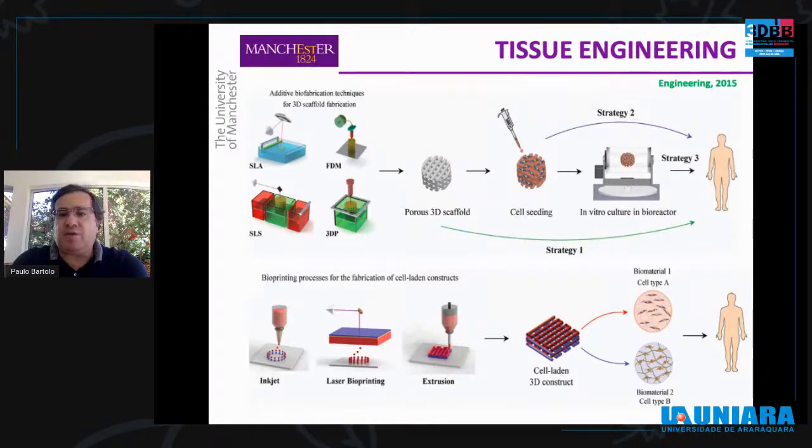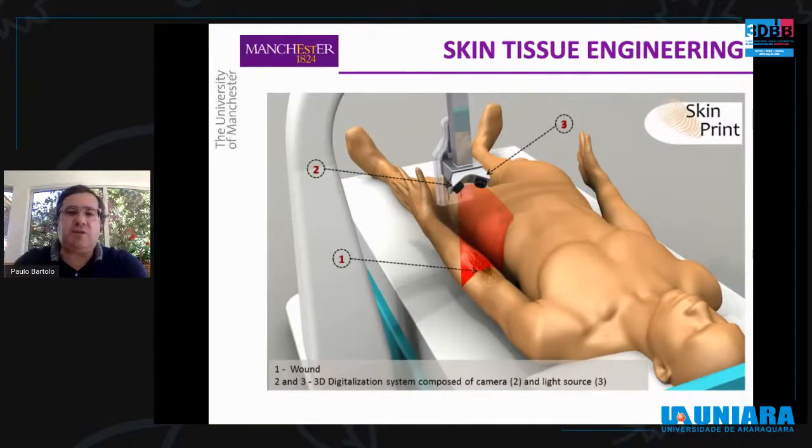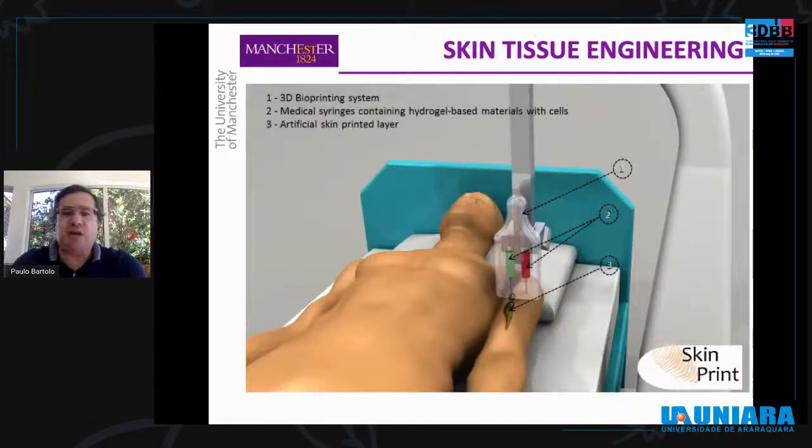But in terms of skin, we started a long time ago a project focusing on in situ skin printing. This comprises a machine and the bioinks. The machine is a normal mechanical engineering machine, comprising a scanning device to scan the body of the patient, determining the extension of the lesions. And then this information is used to control another printing system that prints different bioinks to create a synthetic, artificial skin.